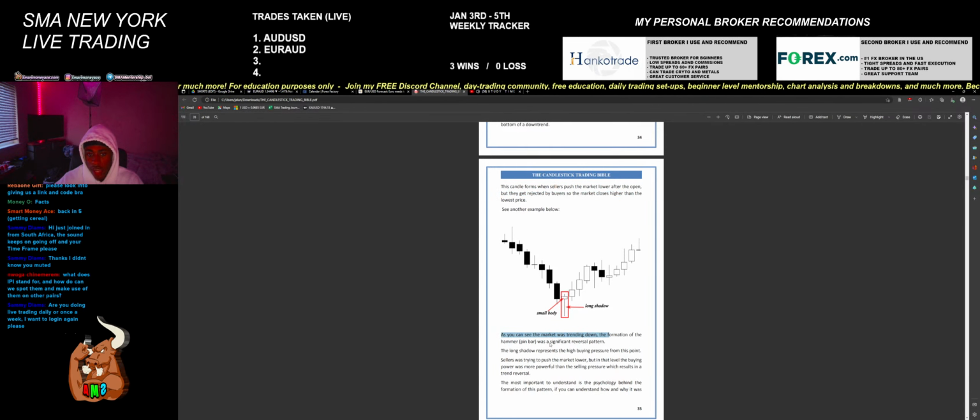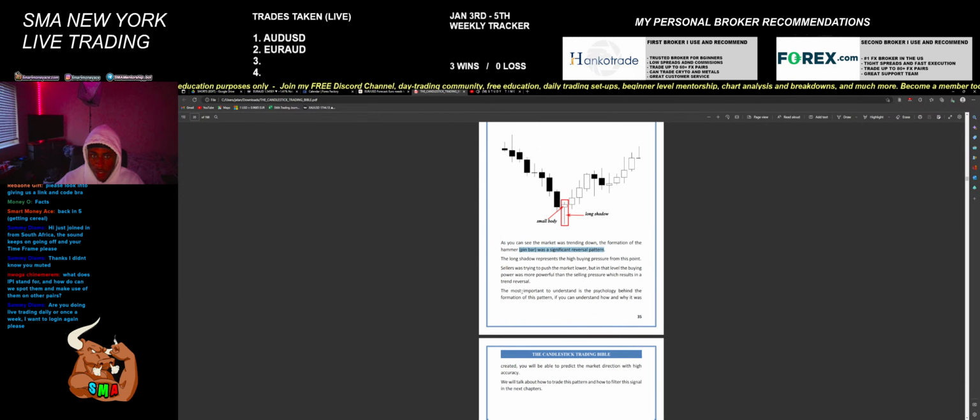The formation of the hammer, aka pin bar, was a significant reversal pattern. The long shadow represents the high buying pressure from this point. Sellers were trying to push the market lower, but at that level, the buying power was more powerful, okay? So price was in indecision. The sellers did not know where to go.